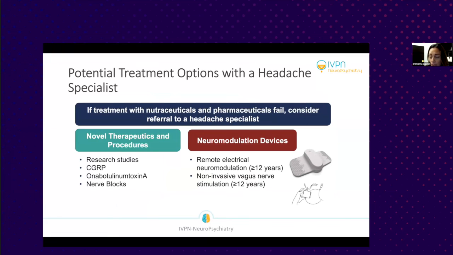If they are referred to headache specialists, there are other treatment options that we can consider: CGRP antagonists, Botox injections per chronic migraine protocol, nerve blocks. And then what's really promising is neuromodulation devices, which have become available and have authorization for use in the United States for kids 12 years and older. Next slide.